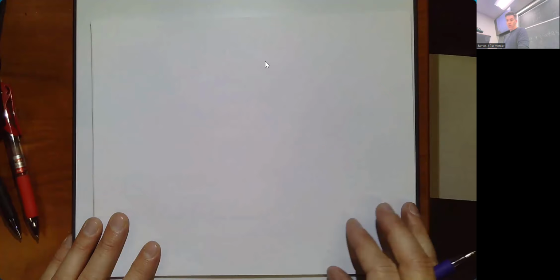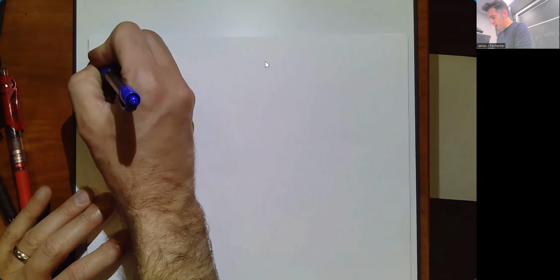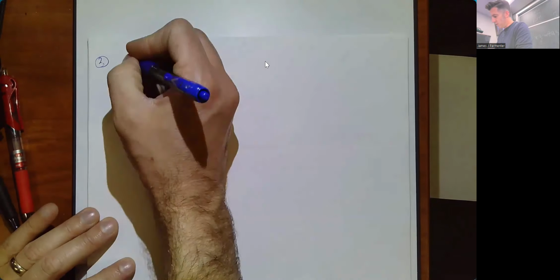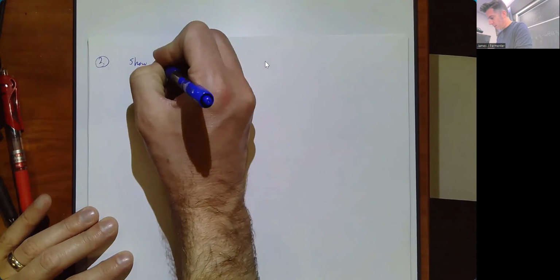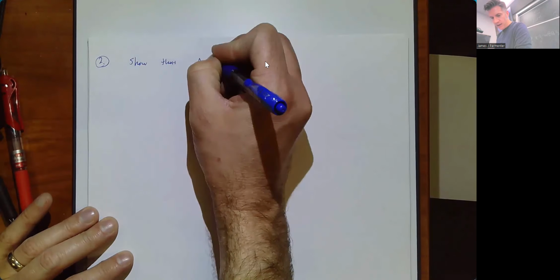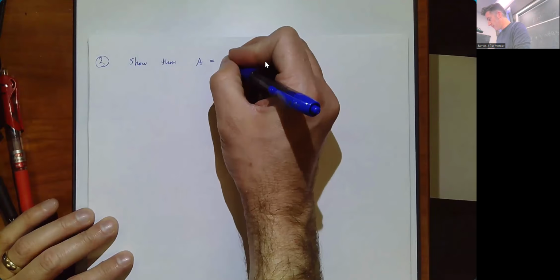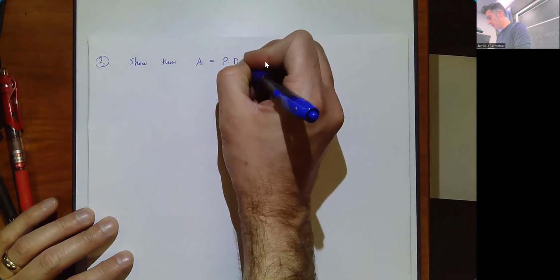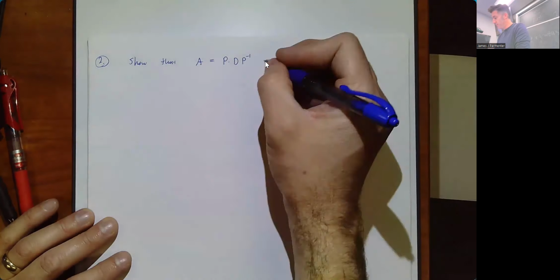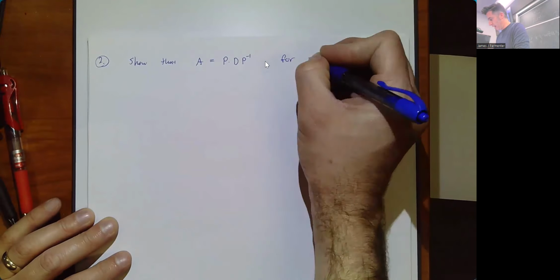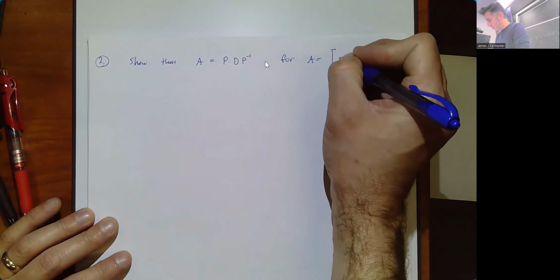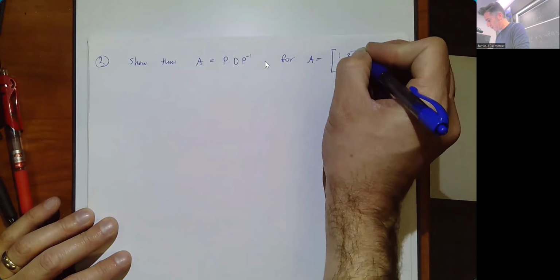So we'll start small. Let's show that the matrix A is equal to some P times some D times some P inverse, which we'll talk about in a second, for A equal to the matrix 1, 2, 2, 1.